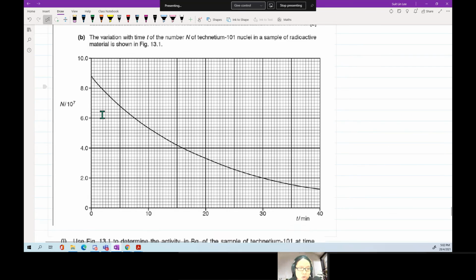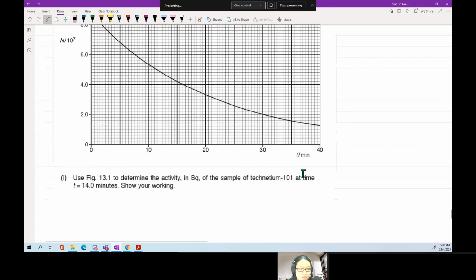Okay, so here determine the activity at 14 minutes. Show your working. Okay, let's go and find 14 minutes first. 14 minutes is 1, 2, 3, 4. Is this 14? No, 5, 6, 7, 8. 14 is here. No, wait, this is 14, 14, 15, 16, 17, 18. Yep, this is 14. So 14 is here.